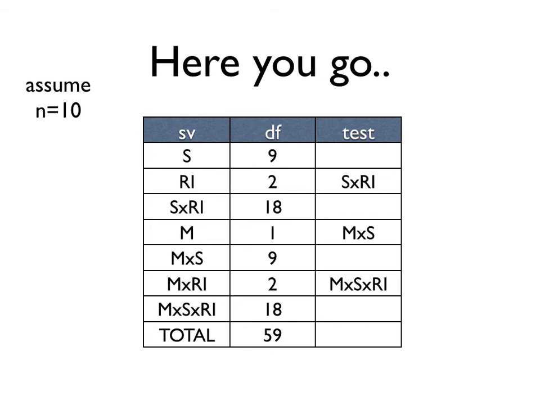36, 37, 38, 39, 40, 41, and so on, up to 59. Double check to get the right number of degrees of freedom.